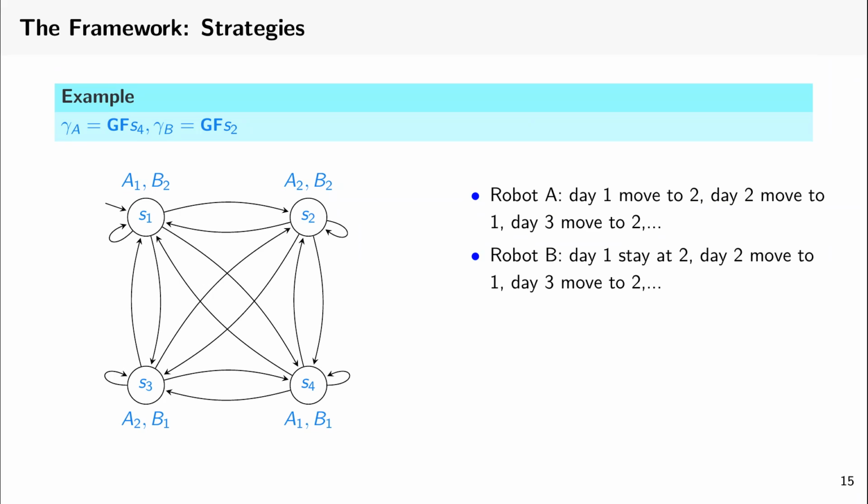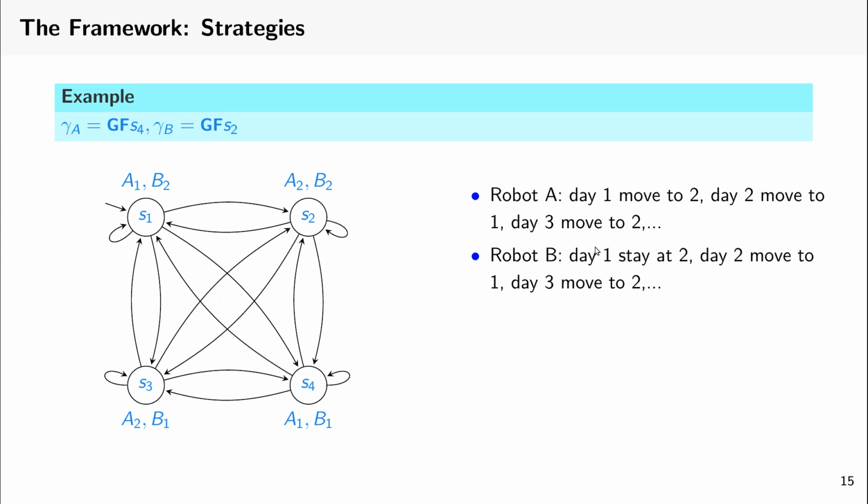Now, the robots will try to achieve their goals. They will adopt some kind of strategy. So, for instance, we have a couple of strategies. Suppose robot A's strategy is as follows. On day one, robot A moves to 2. On day 2, it moves to 1. Day 3, it moves to 2. So it oscillates between 1 and 2.